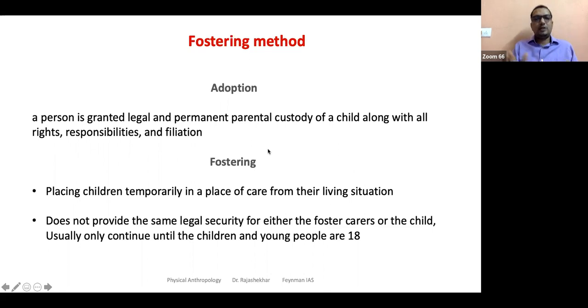In a temporary situation, children are taken because you're not able to economically deal with them, or you are going through a disease or a problem, not able to take care of the child. The child is taken to another family. In that case, it is called a fostering method, placing children temporarily in a place of care away from their normal living situation. It's called fostering.